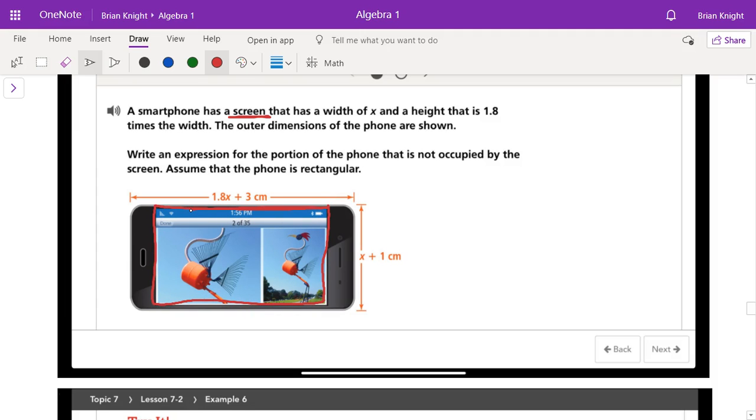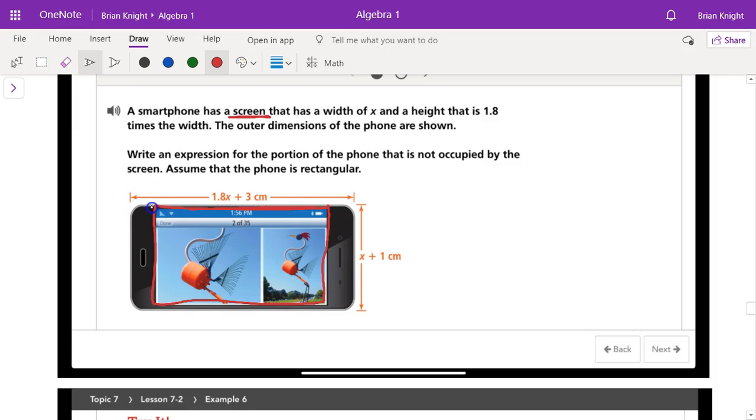All right? So, what did they add? What's added on here on the outside? The 3. And for the height, what's been added? The 1. Write an expression for the portion of the phone that is not occupied by the screen. Assume that the phone is rectangular. Okay? So, we all know it's not actually rectangular because it's got rounded edges. But it says to assume it's rectangular. So, we're going to act like it's a rectangle. And they want us to find the area of the part not occupied by the screen.